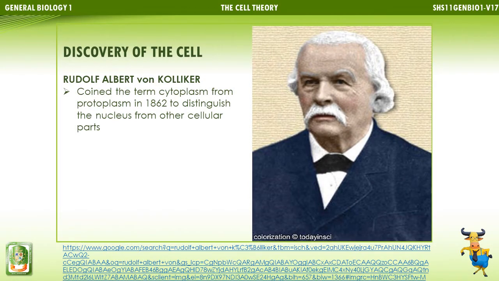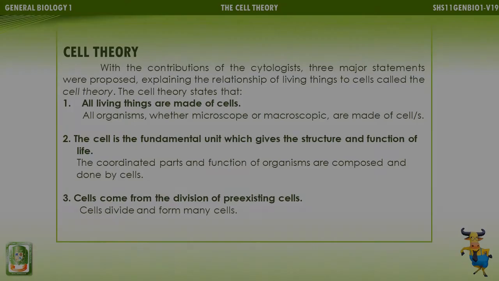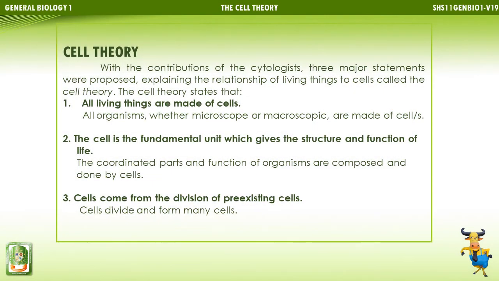Rudolf Albert von Kölliker coined the term cytoplasm from protoplasm in 1862 to distinguish the nucleus from other cellular parts. Rudolf Virchow coined the statement omnis cellula e cellula: cells divide and form new cells. Cell theory. With the contributions of the cytologists, 3 major statements were proposed, explaining the relationship of living things to cells, called the cell theory.